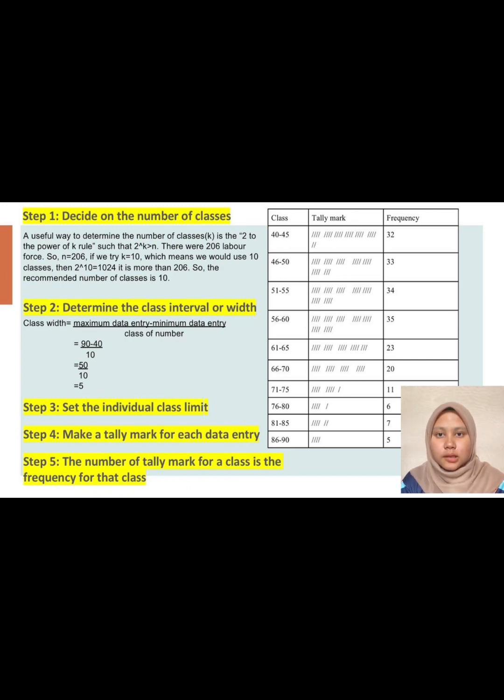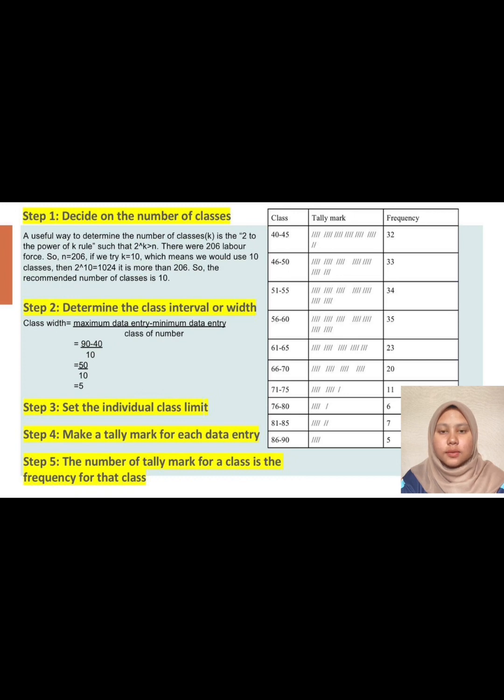Step 3 is set the individual class limit. The minimum data entry is a convenient lower limit for the first class. To find the lower limit of the remaining 10 classes, add the class width of 5 to the lower limit of each previous class. The upper limit of the first class is 45, which is 1 less than the lower limit of the second class. The upper limit of the other classes are 45 plus 5 equals 50, and so on.